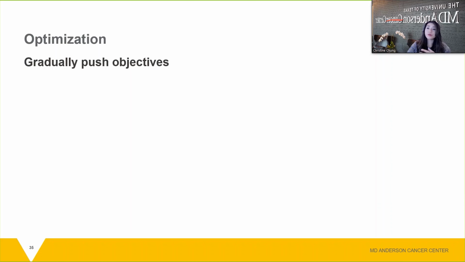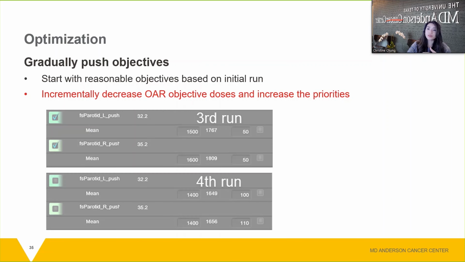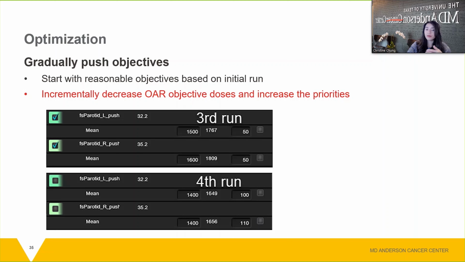Okay, make sure that you are gradually pushing objectives. I start with a reasonable objective based on the initial runs when I was just doing targets, and then incrementally either decrease the OAR objectives or increase their priorities to better meet them. For example, I start mean dose objectives around 2 gray less than the actual dose and keep lowering that to make sure that it stays 2 gray lower the entire time.